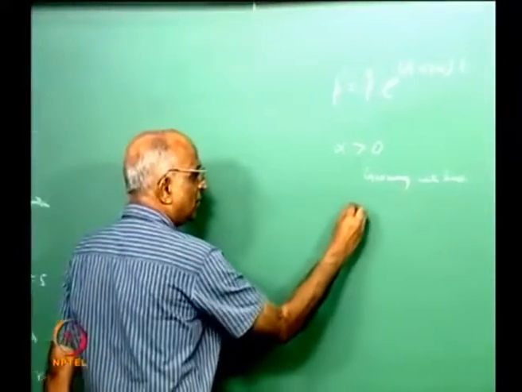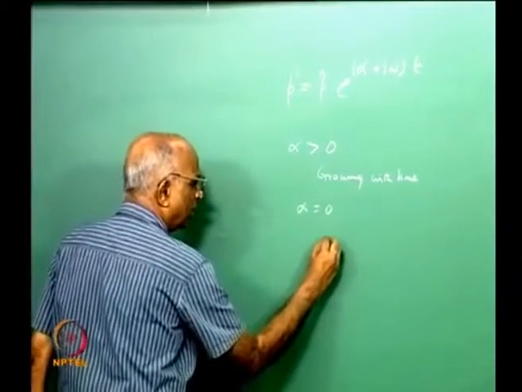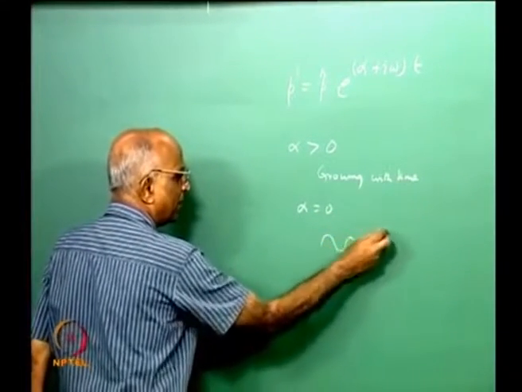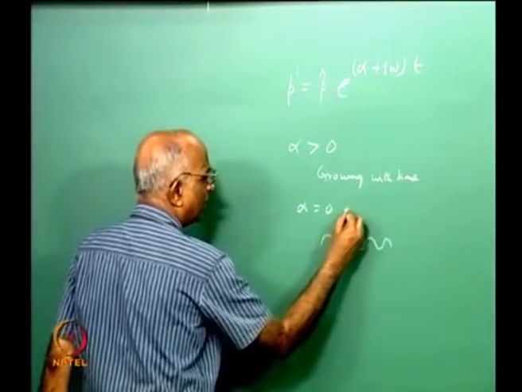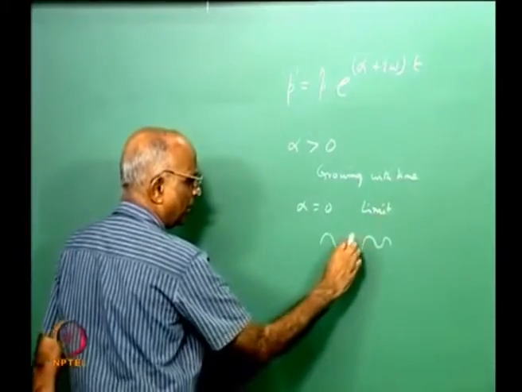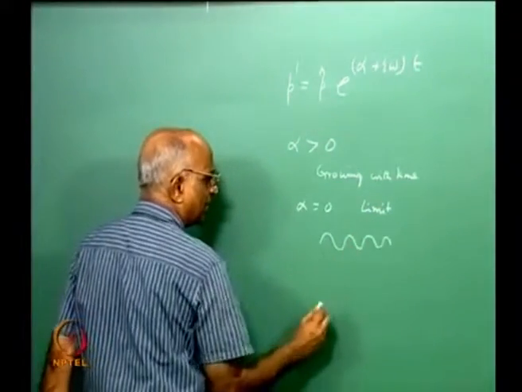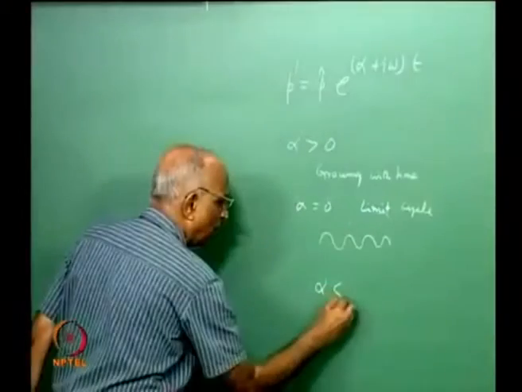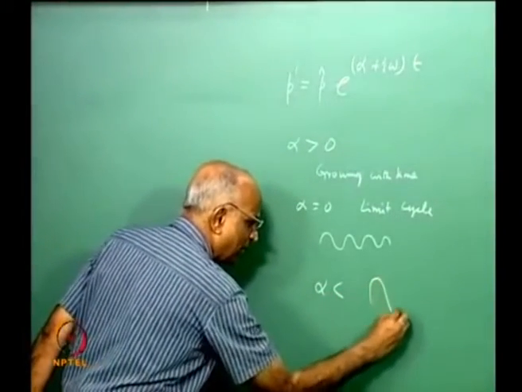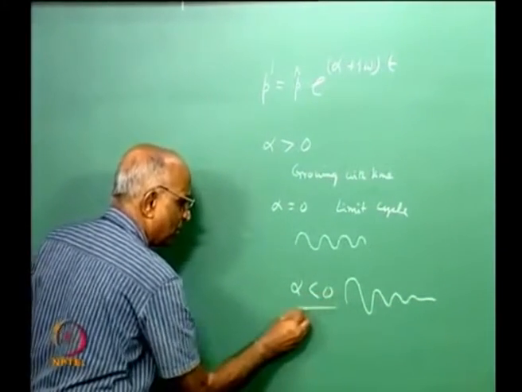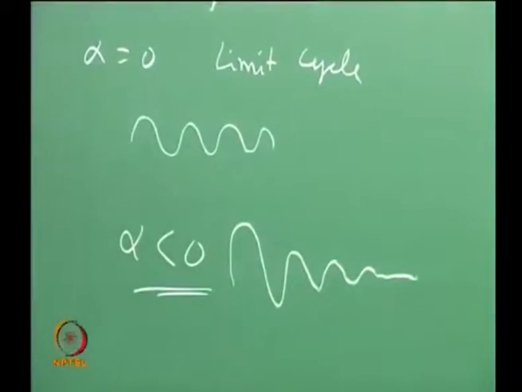If alpha is equal to 0, what does it mean? The oscillations are steady; whatever be the peak, it keeps going. It is something like neutral, or we say it is a limit cycle oscillation. It goes into a limit cycle mode, it keeps oscillating at the same amplitude. If alpha is less than 0, all it says is I start with an amplitude, it keeps decreasing, and therefore alpha less than 0 means it is a stable system.